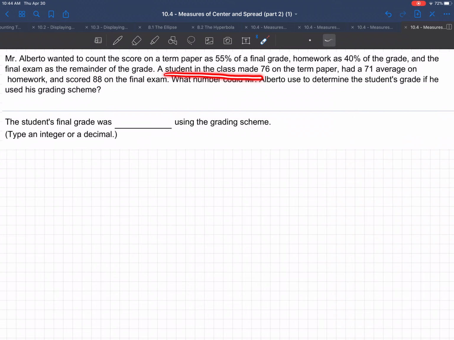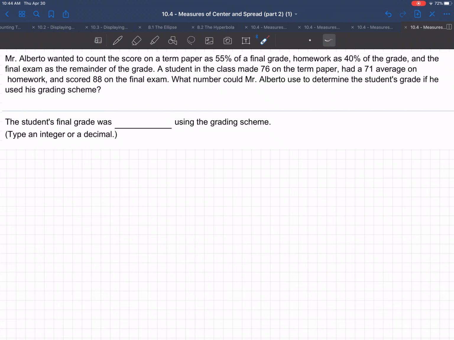A student in the class made a 76 on the term paper, had a 71 average on the homework, and scored an 88 on the final. What number could Mr. Alberto use to determine the student's grade if he used his grading scheme?